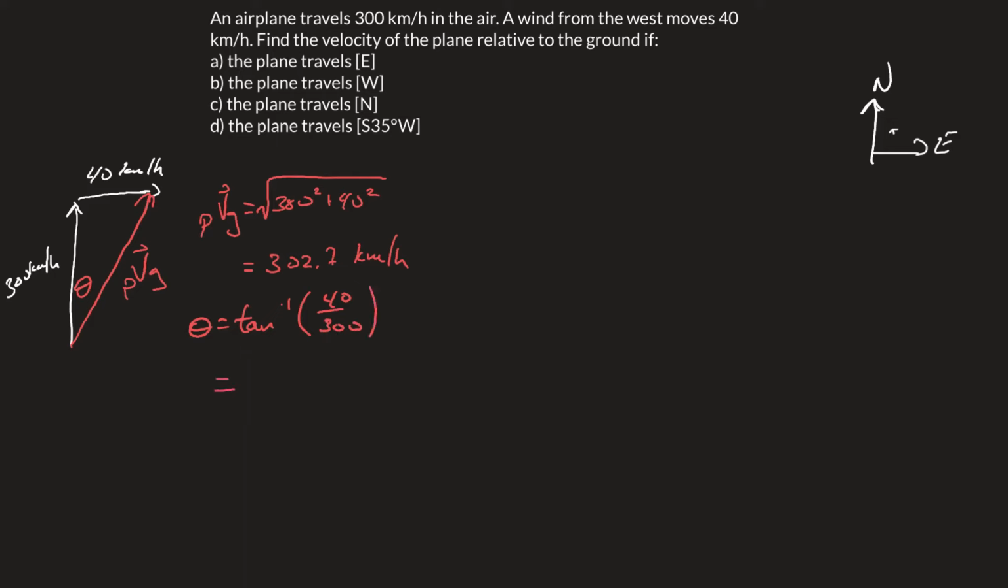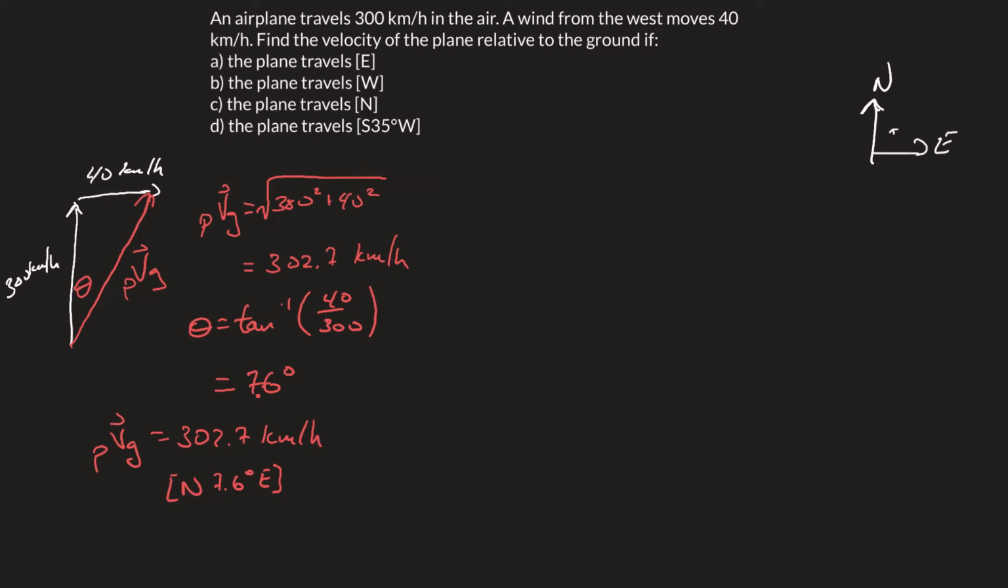And that gives us an angle of 7.6 degrees. Now that's north 7.6 degrees, so north 7.6 degrees east. So we would say that the plane's velocity relative to the ground is 302.7 kilometers per hour, north 7.6 degrees east.